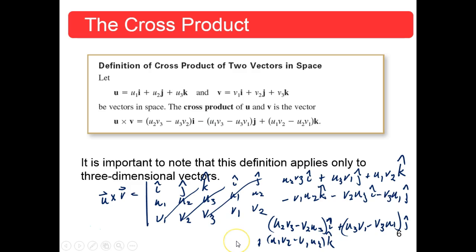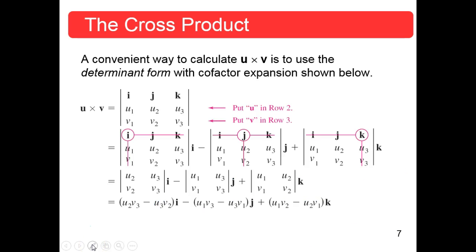Now, I've just shown you all this. They're going to show it to you too. A convenient way to calculate U cross V, which we already did, is to use the determinant form with cofactor expansion shown below. I didn't want to give those terms. I remember now, this guy also writes linear algebra, so he's going to use the same terminology.